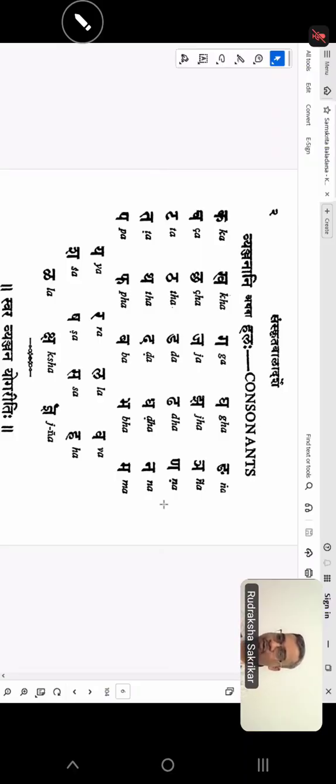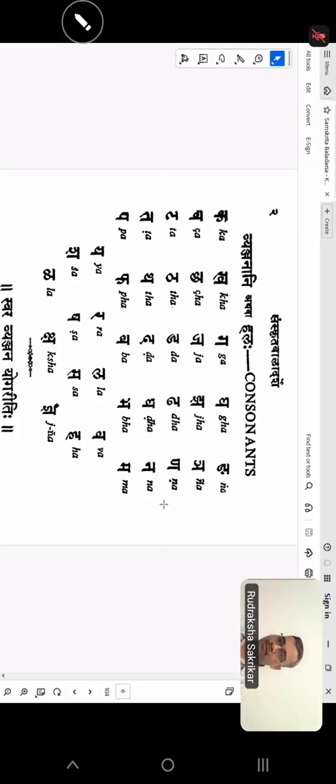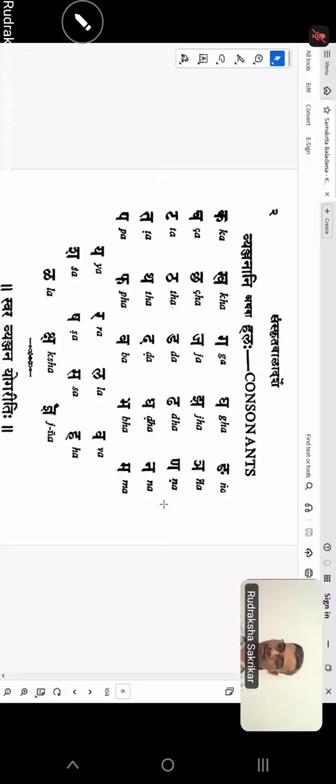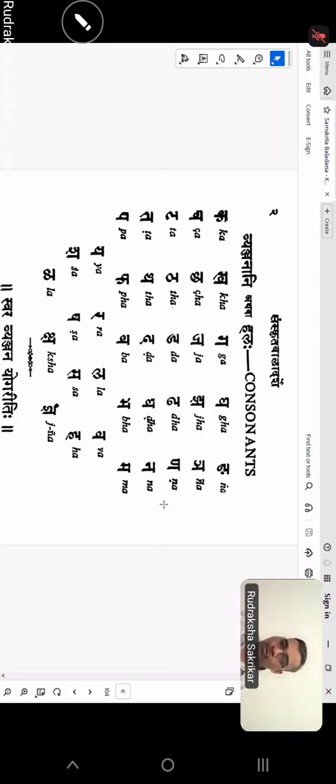Now, the trick to remember that: in English, we use the ing ending after verbs, like going, coming. So remember that sound, and that is the sound of ng. Going. Yes, that is the sound.